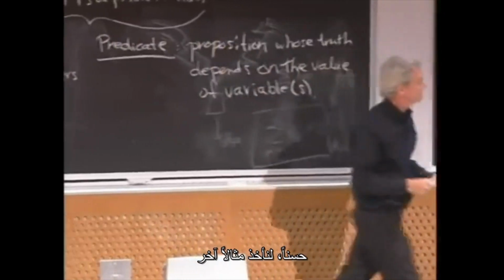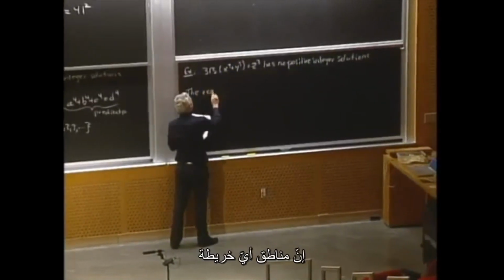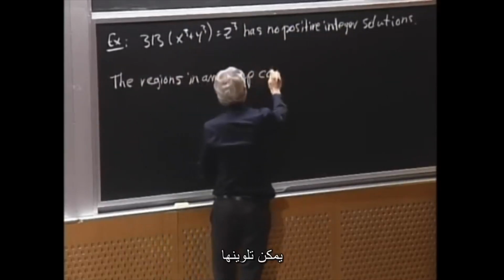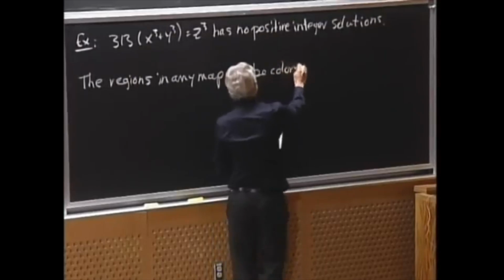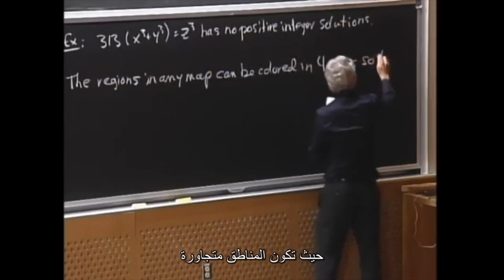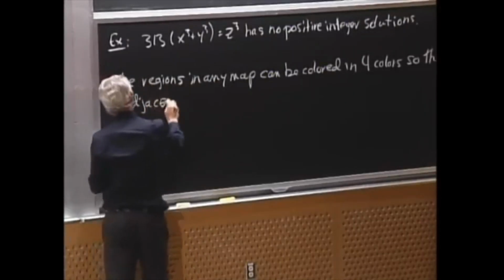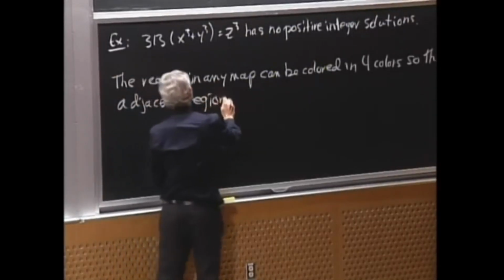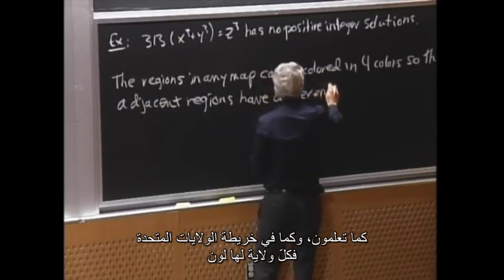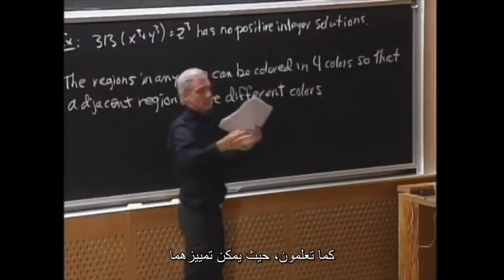All right, let me give you another one. This is another very famous one that probably most of you have heard of. The regions in any map can be colored in 4 colors so that adjacent regions have different colors. You know, like a map of the United States, every state gets a color. If 2 states share a border, they have different colors. You know, so you can distinguish them.